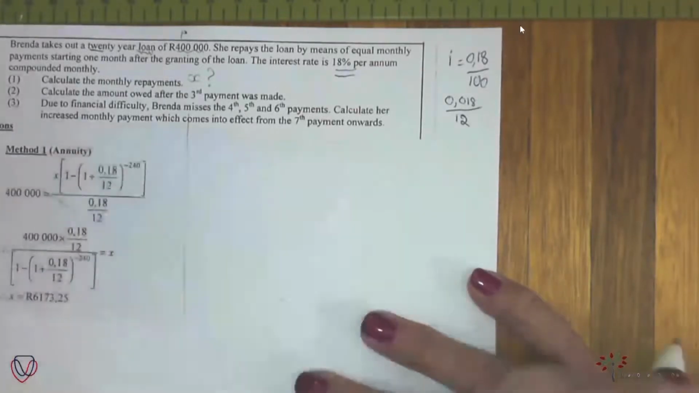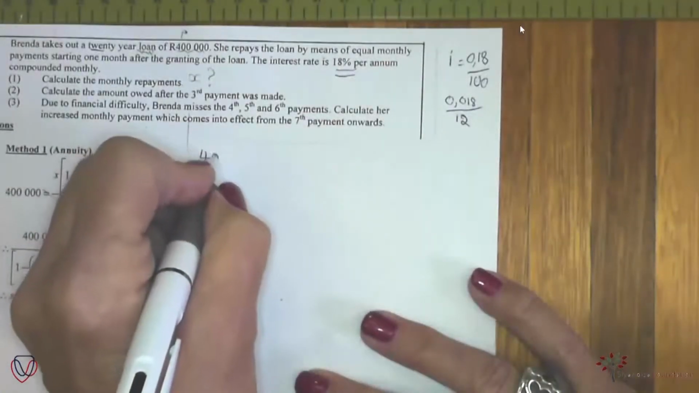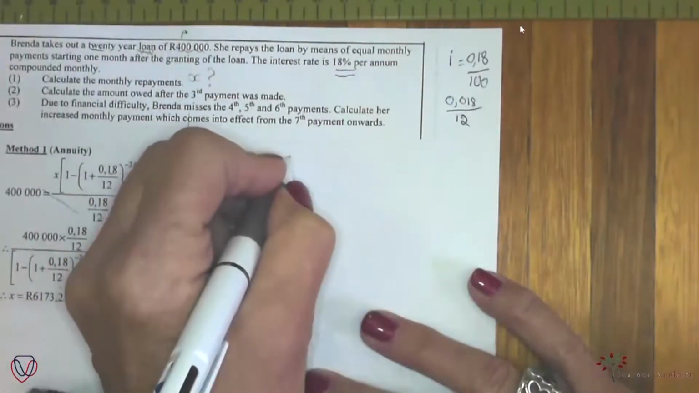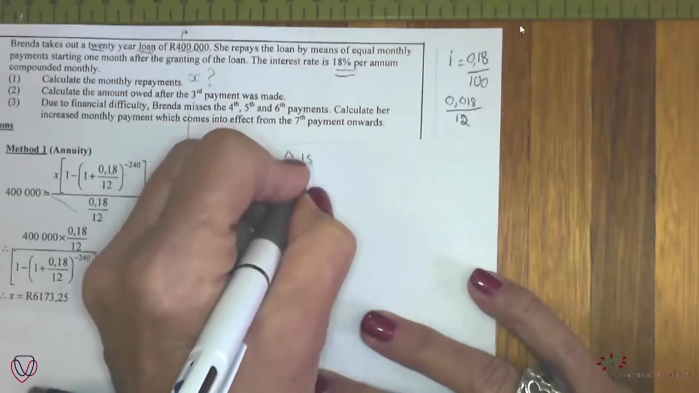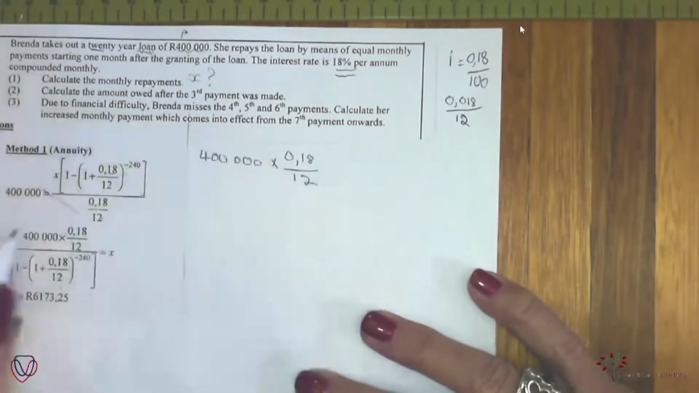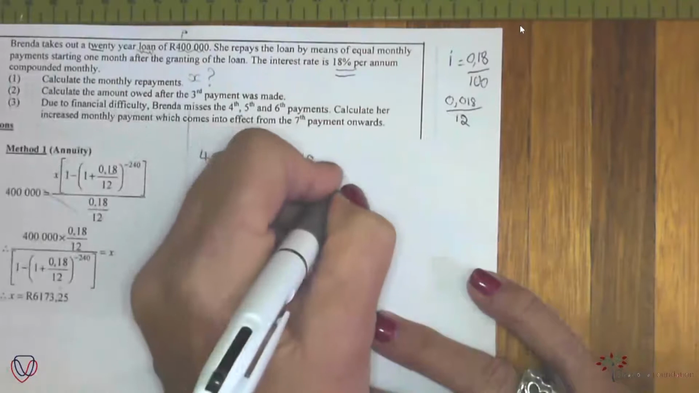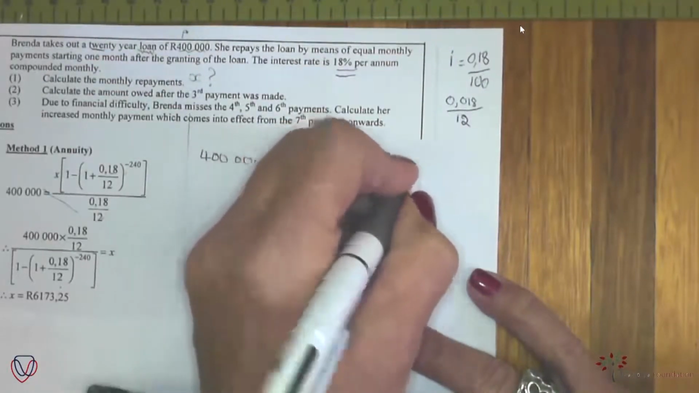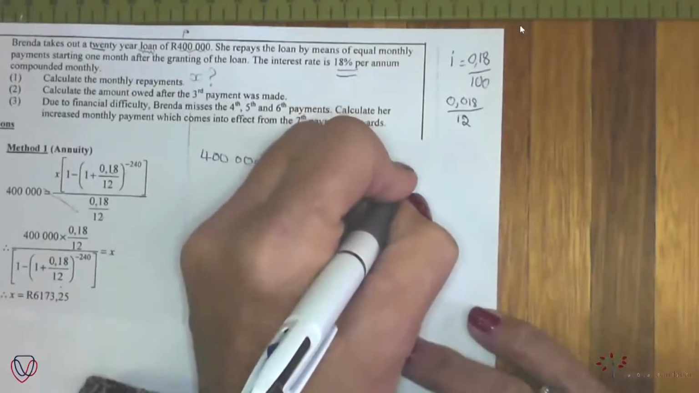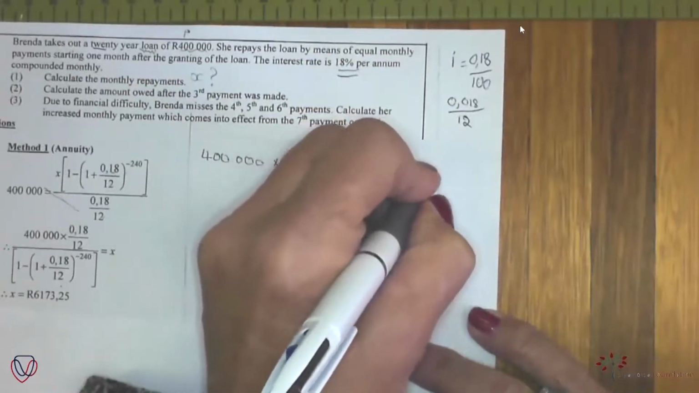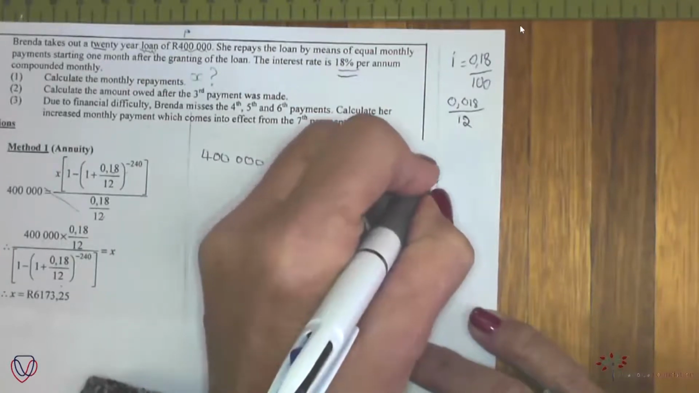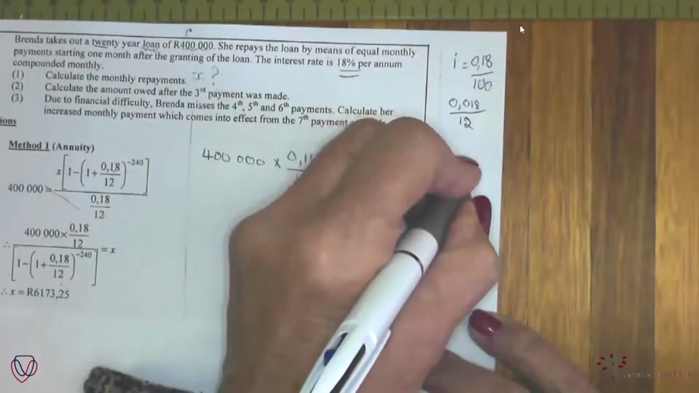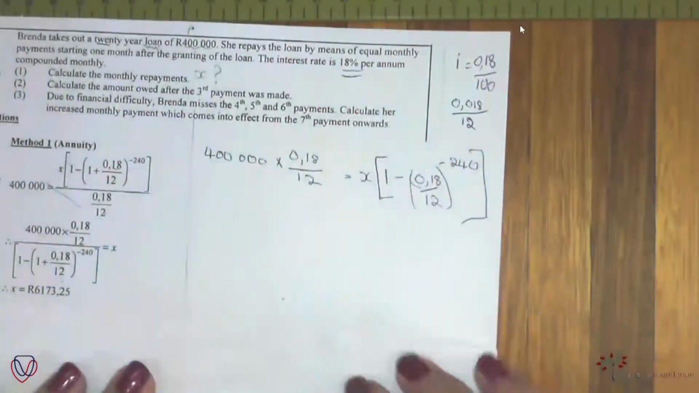You multiply 400,000 times 0,18 over 12. You times that. And that is going to give you X, over 1 minus (0,18 divided by 12) to the power of negative 240. That is going to be there.